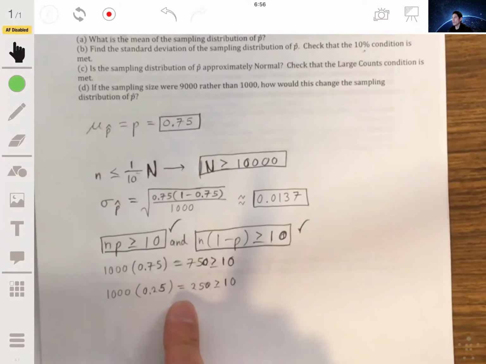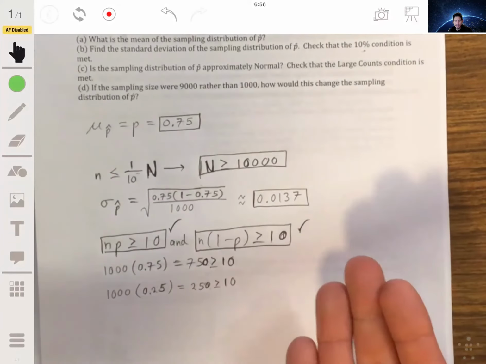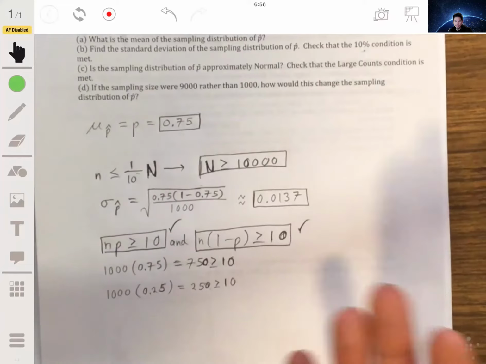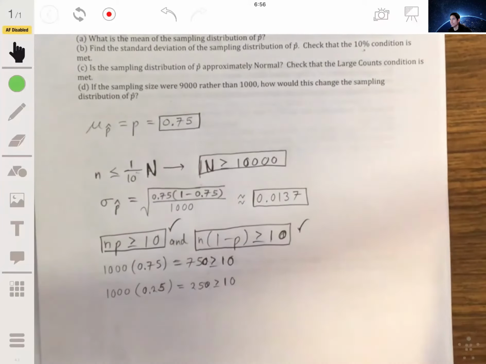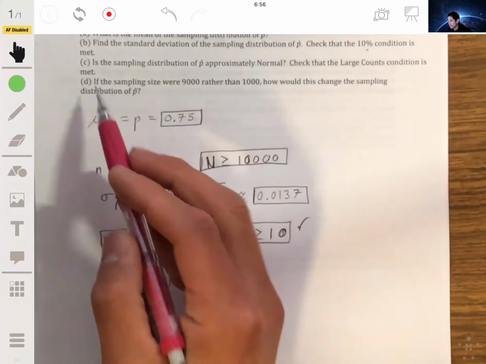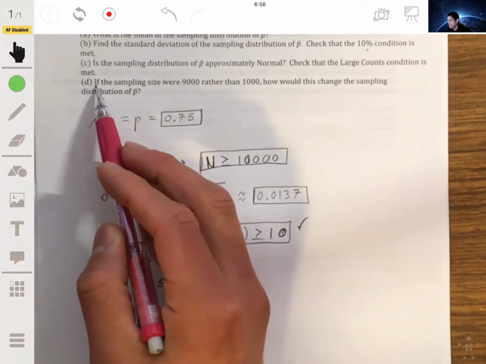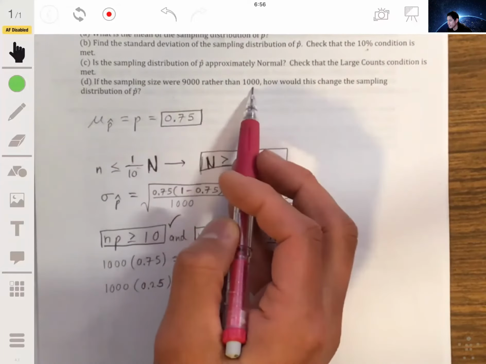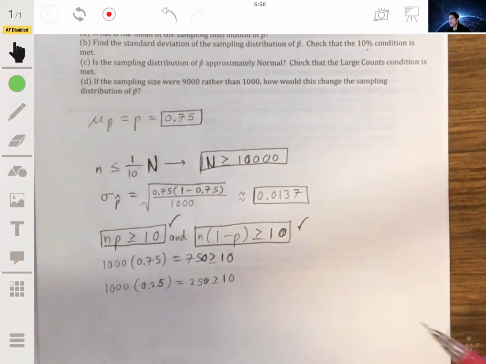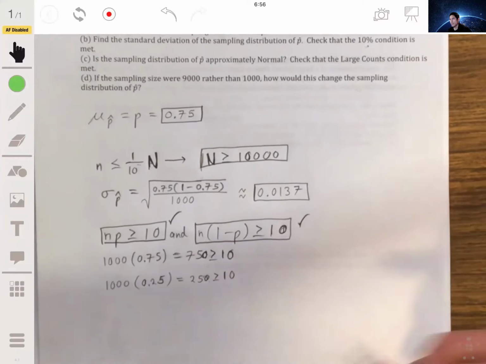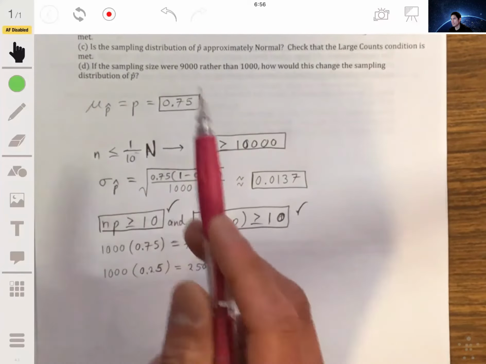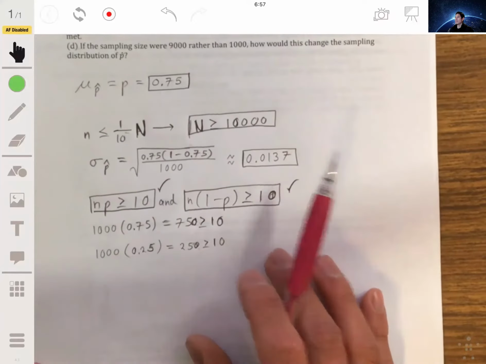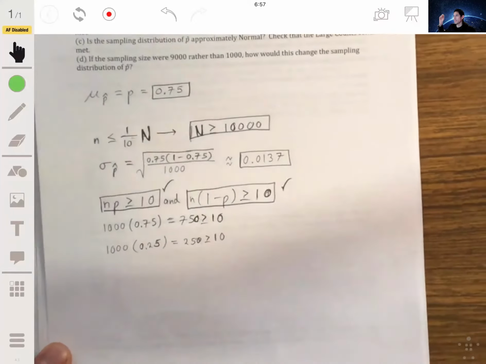And now we can say that it's safe to use a normal approximation to run a calculation if we were going to. Part D: if the sample size were 9,000 rather than 1,000, how would this change the sampling distribution of p hat? Okay, so let's first just do it, and then we're going to go into the math and the concept that we want to understand here.